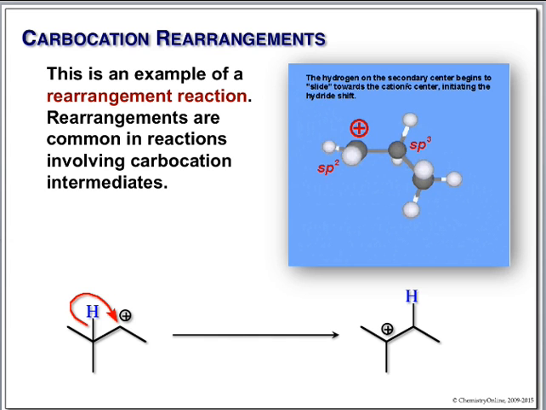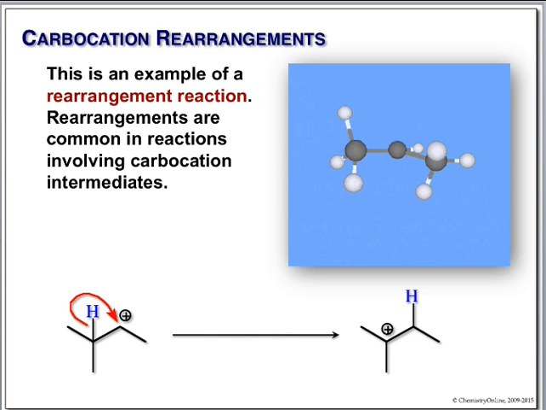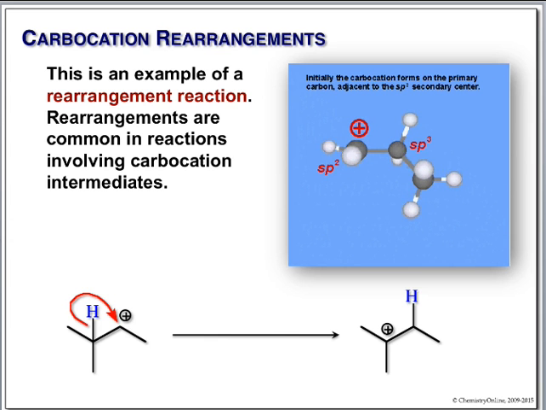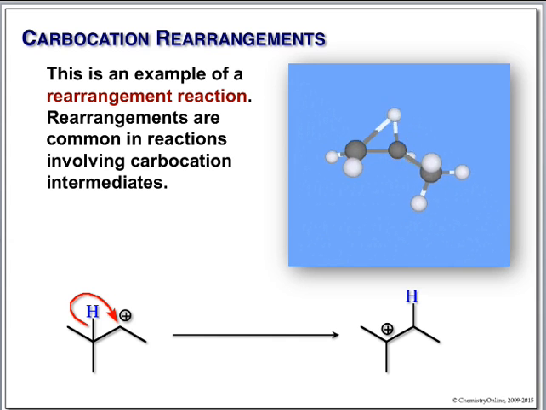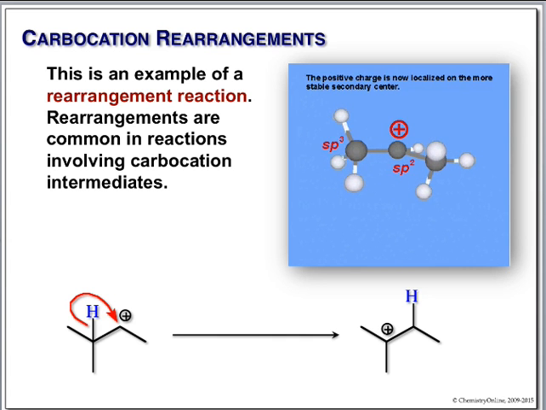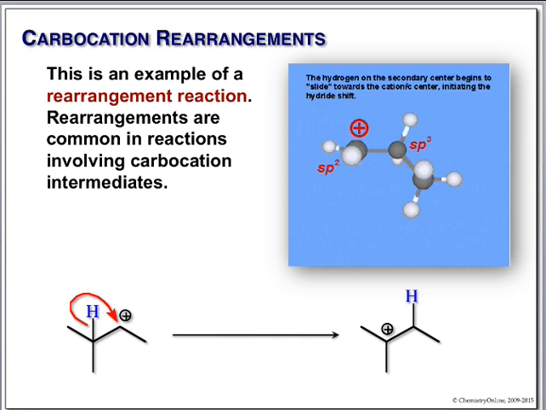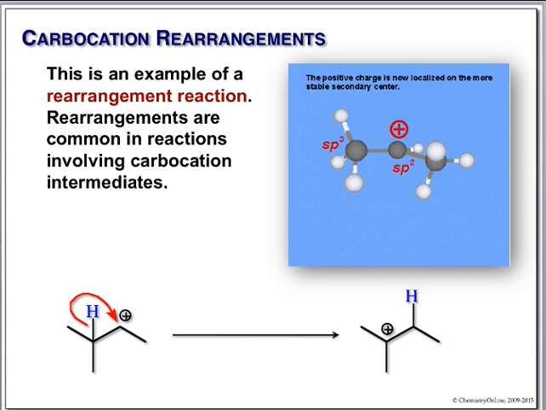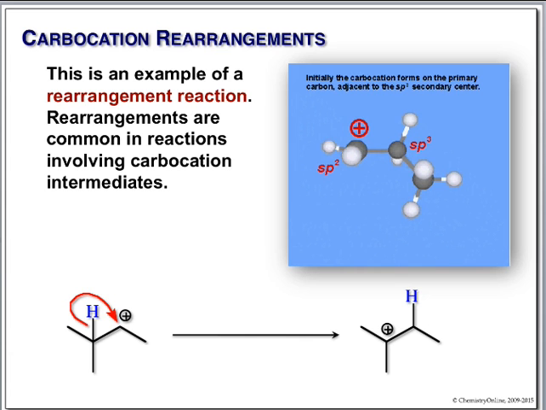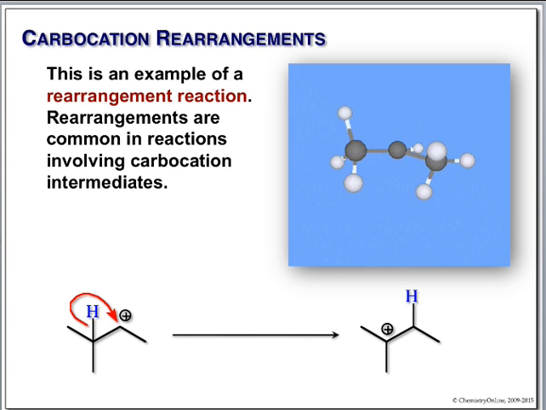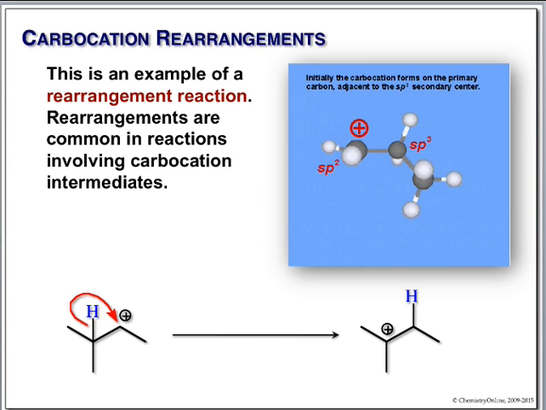Isn't that neat? You can also move a methyl group. Methyl groups, the heavier it is, the harder it is to move. A methyl group will move, but a hydride moves very, very quickly. This is an example of a rearrangement. Anytime you have a carbocation intermediate, you can have a rearrangement.